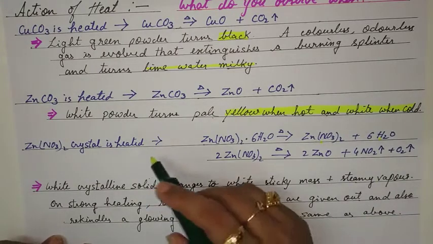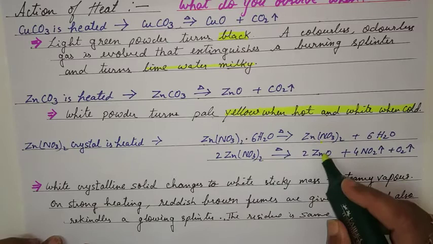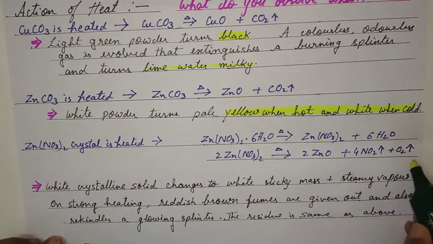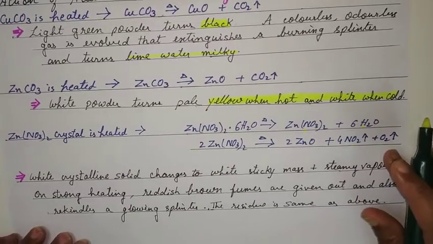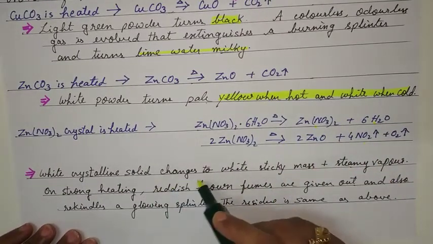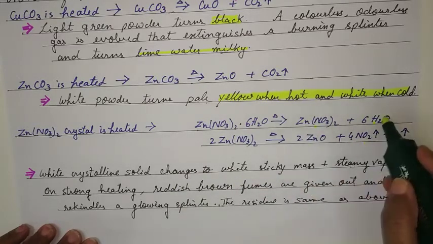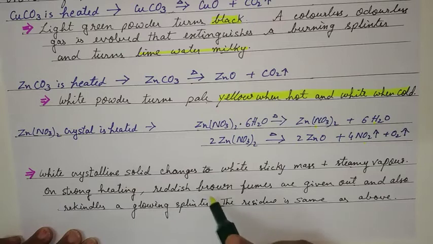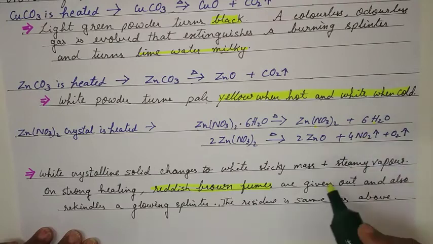But when it is strongly heated, the zinc nitrate now on heating will give you zinc oxide, nitrogen dioxide and oxygen. So now the observation would be the white crystalline solid changes to white sticky mass and steamy vapor. On strong heating, reddish brown fumes. What are we talking about? We are talking about nitrogen dioxide is given out.